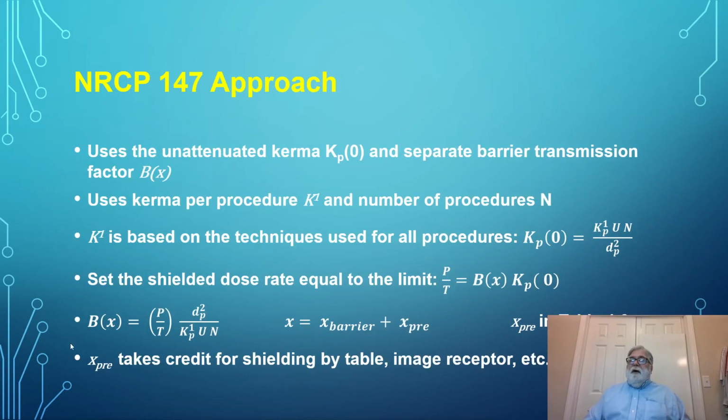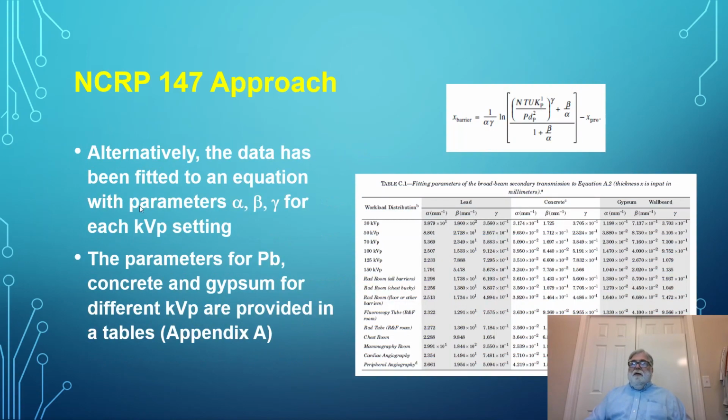Now, we've calculated this B based on all the parameters we know, but knowing what the transmission factor is, 10 to the minus 3, doesn't tell us how much lead to use. So we need to turn B into the thickness. Okay. So here, there are several ways to do this in NCRP 147. One way to do this is to use this equation.